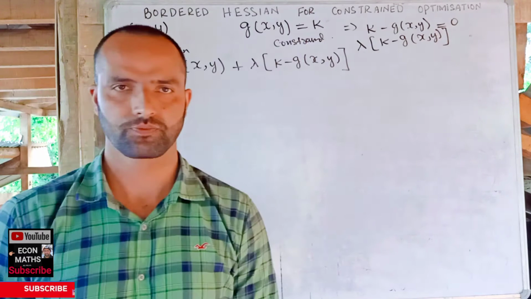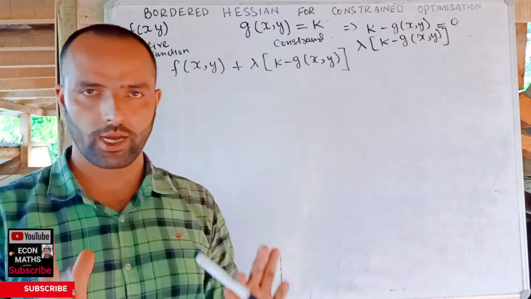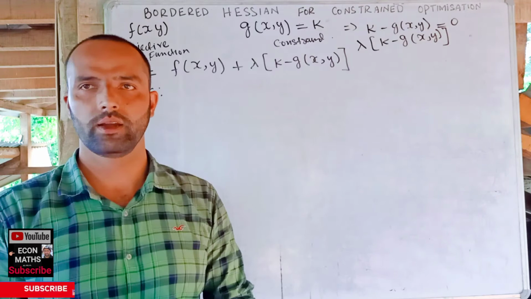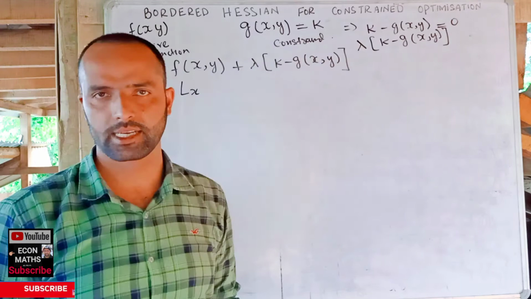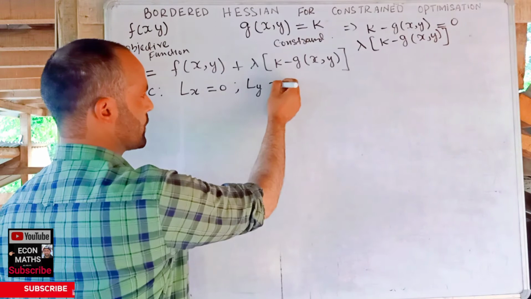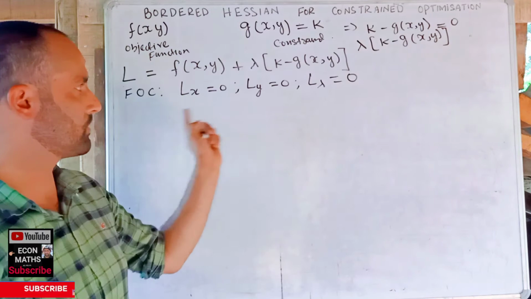Now the first order conditions for this Lagrange's function to be at optimum is that we take the first derivative of this function with respect to x, y and lambda. That is, Lx means partially differentiating this Lagrange's function with respect to x and setting it equal to 0. Similarly, Ly means partially differentiating with respect to y and setting it also equal to 0. And L lambda, partially differentiating with respect to lambda and setting it also equal to 0. Once we set them all equal to 0, we get the optimal values of x, y and lambda.